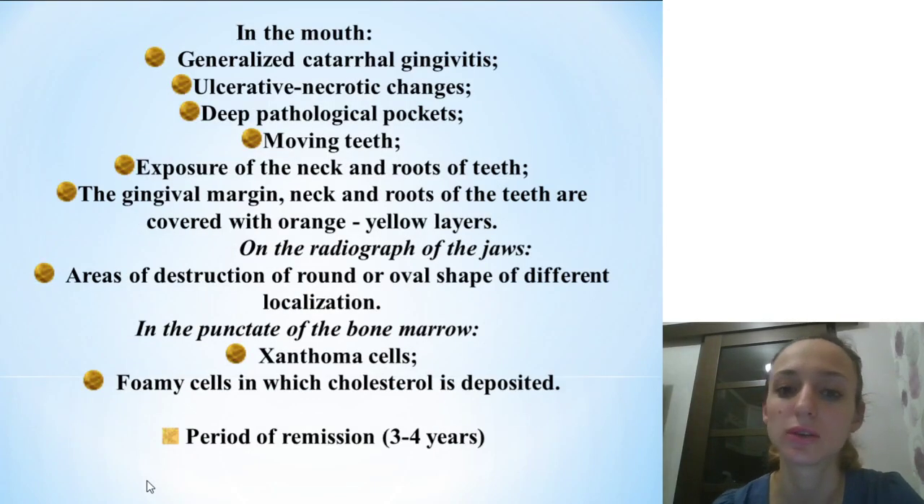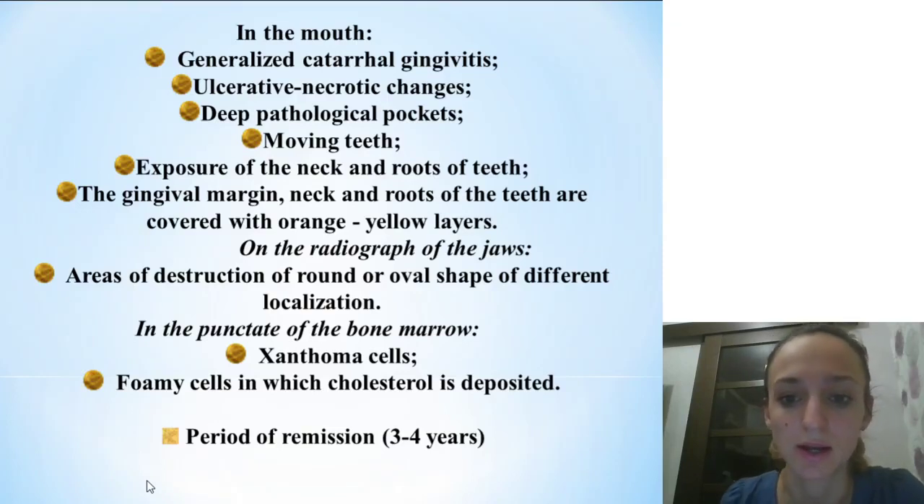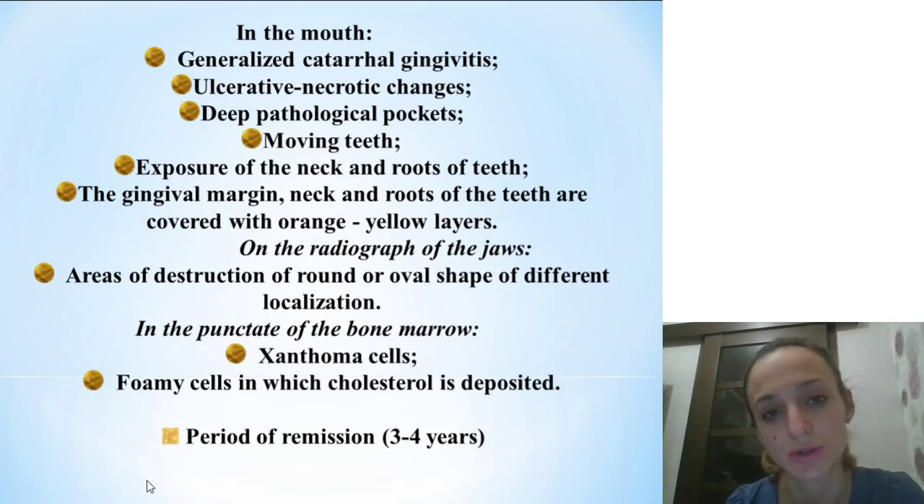In the mouth, generalized catarrhal gingivitis, ulcerative necrotic changes, yes, and deep pathological pockets. So, exposure of the neck and roots of teeth, moving teeth. The gingival margin, neck, and roots of the teeth are covered with orange-yellow layers. On X-ray, these areas of destruction of round or oval shape of different localization. And xanthoma cells, period of remission from 3 to 4 years.